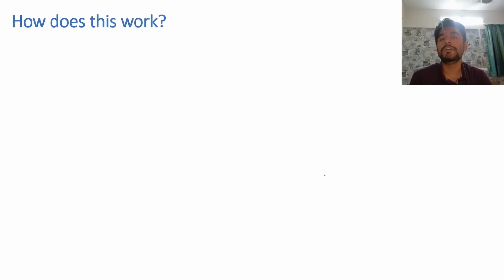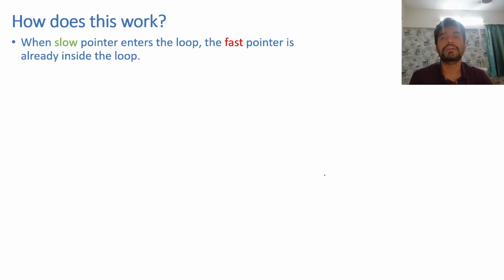Now, how does Floyd's algorithm actually work? The working of Floyd's algorithm is based on two basic facts. First, when the slow pointer enters the loop, the fast pointer is already inside the loop. This is quite intuitive to imagine because we move the fast pointer by 2 units and the slow pointer by 1 unit. So the fast pointer will always be ahead of the slow pointer.